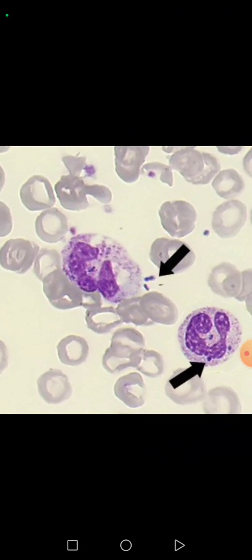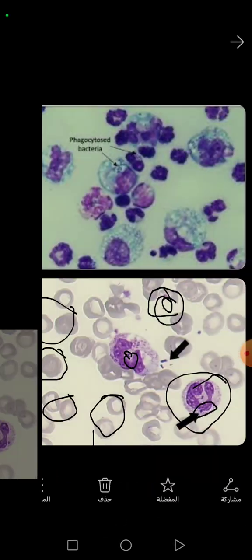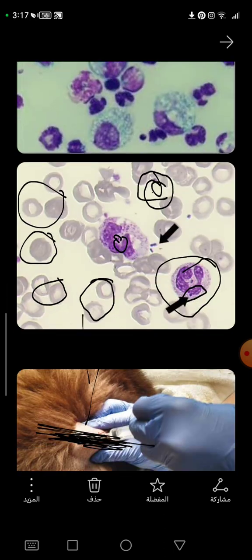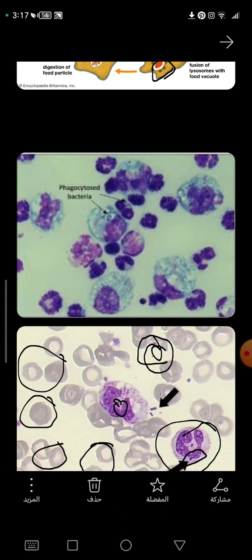If you see a microscopic image like that, again, that's actually abnormal. Be careful. That indicates inflammation. That's not normal. If you say, okay, that's normal, just phagocytosis. No. Phagocytosis of bacteria indicates inflammation.